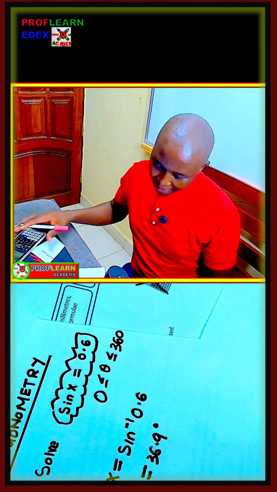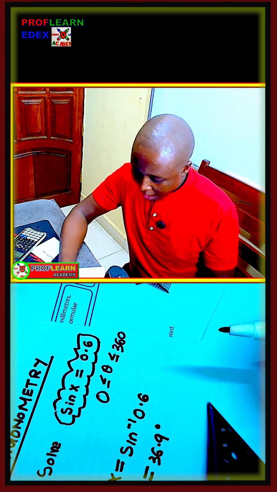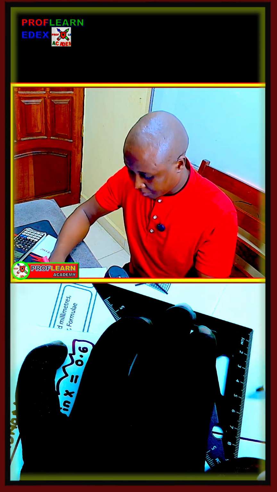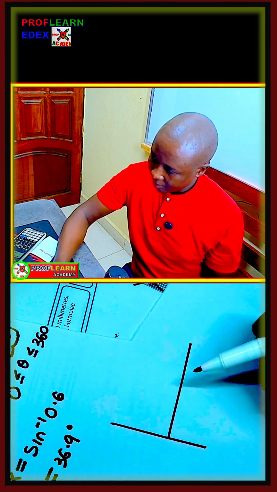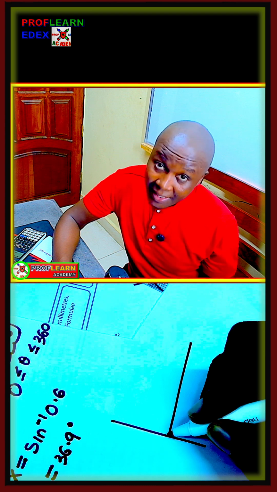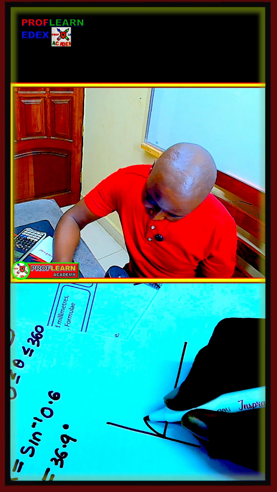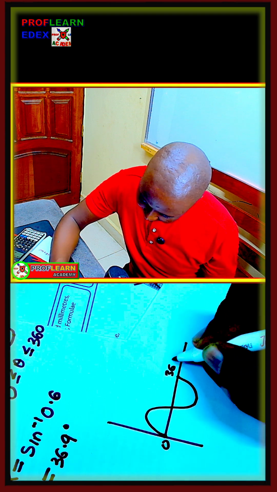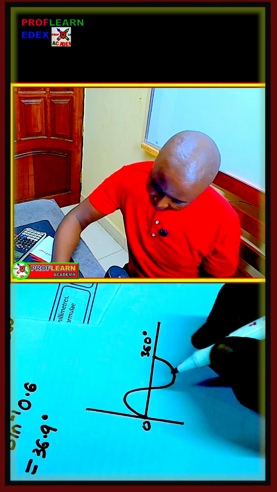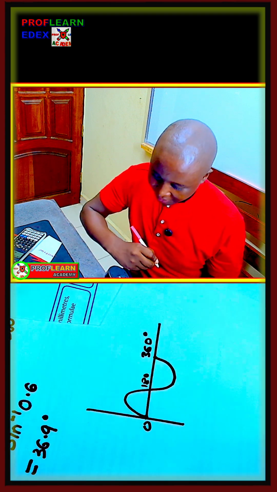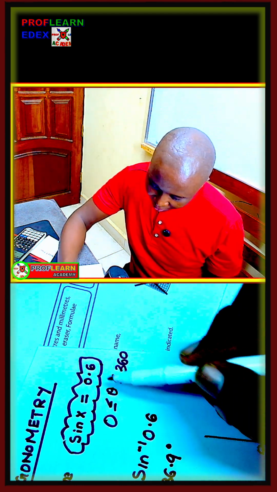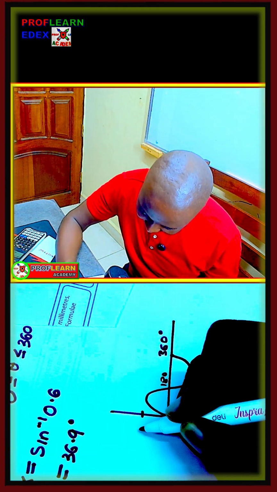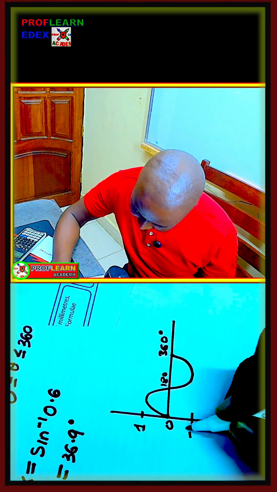Now, something that you need to remember also is that a graph of sine looks like this. From 0 to 360, we are going to have the sine graph looking like this. So this is 0, this is 360 degrees, and this is 180 degrees here. But where are we solving the angle?